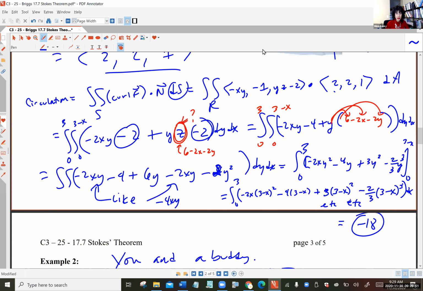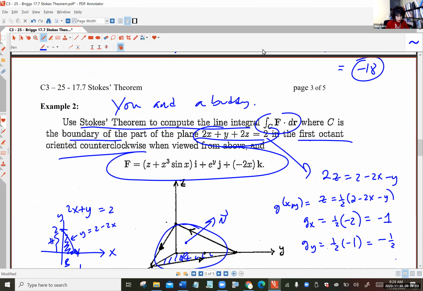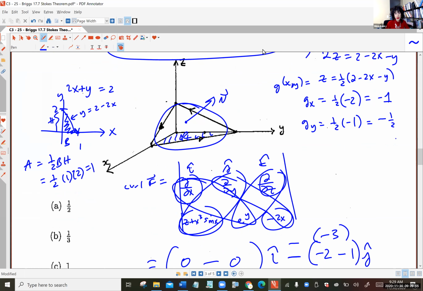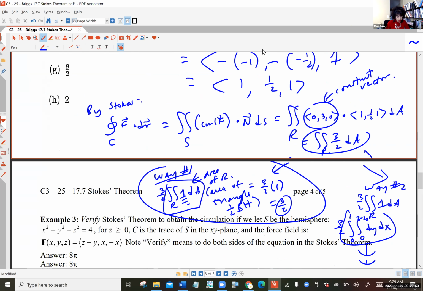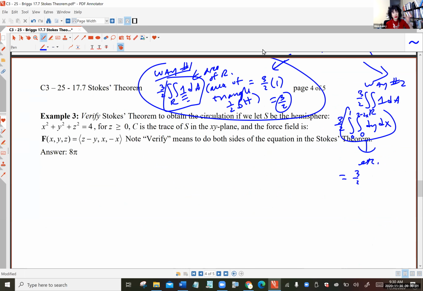So this is a good review for the midterm, because on the midterm, I'm not going to have you do Stokes. You're not going to have anything involving Stokes. But I will ask you to do a lot of line integrals. So this is always good review.